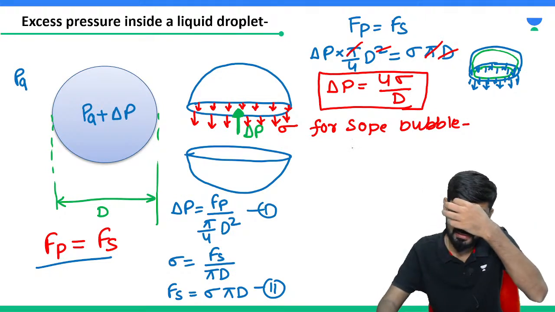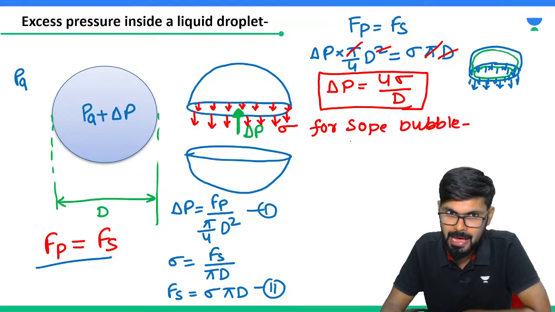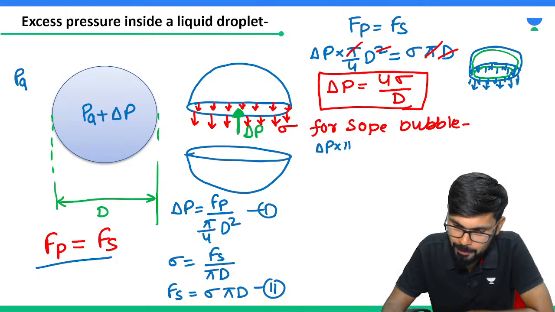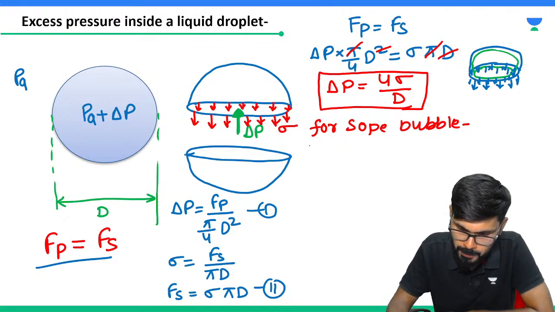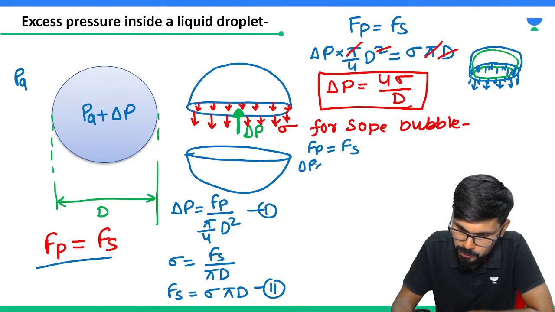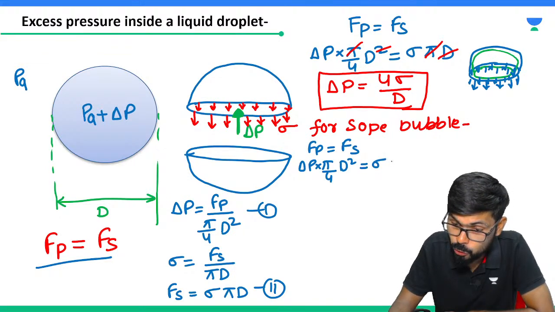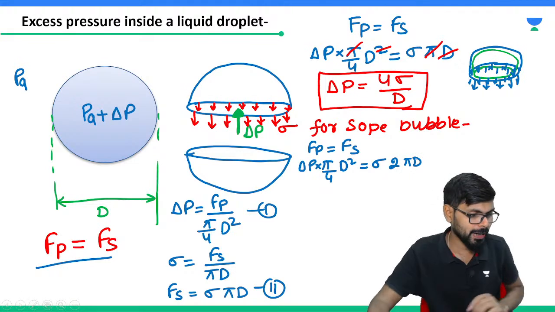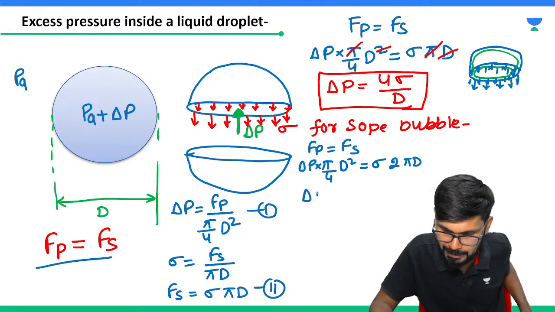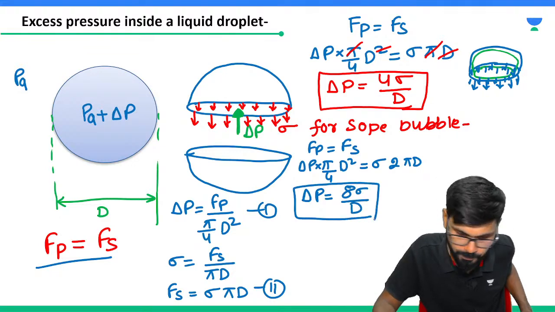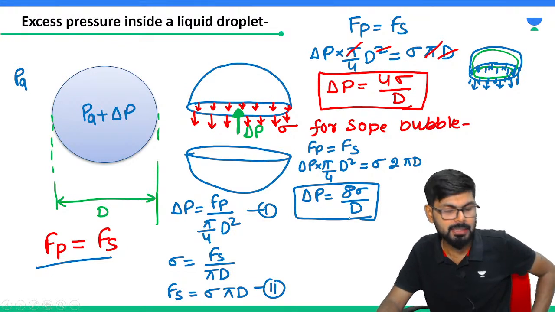Now in this case the surface tension is going to act like this. So in case of a soap bubble, the Fs will be sigma into 2 pi d. Same formula I am going to use here: Fp is equal to Fs. So Fp value, delta P into pi by 4 d square, is equal to sigma into 2 pi d, because of two surfaces. So from here, if you calculate delta P value, you will get 8 sigma by D. Clear?